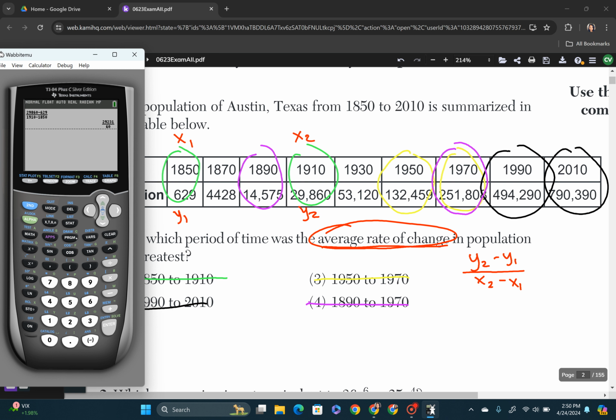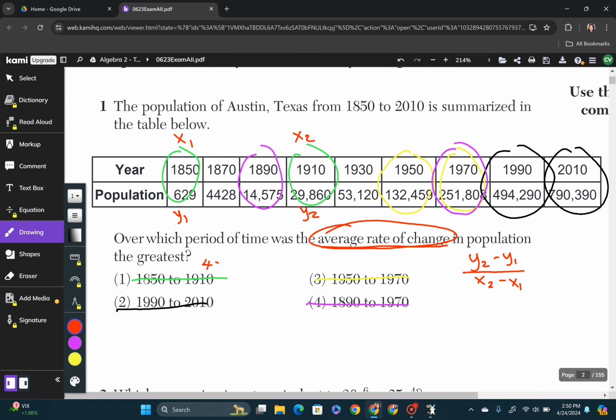Now this one's a little annoying because I put it as a fraction, but you just hit math, go to decimal, option number 2, and hit enter, and it'll give it to you, right? So this is about 487. And you just do the same thing to each of the other ones, okay?